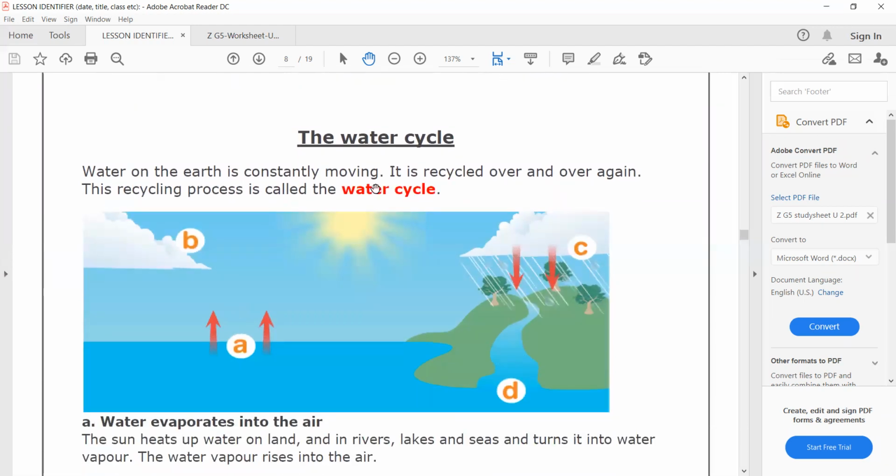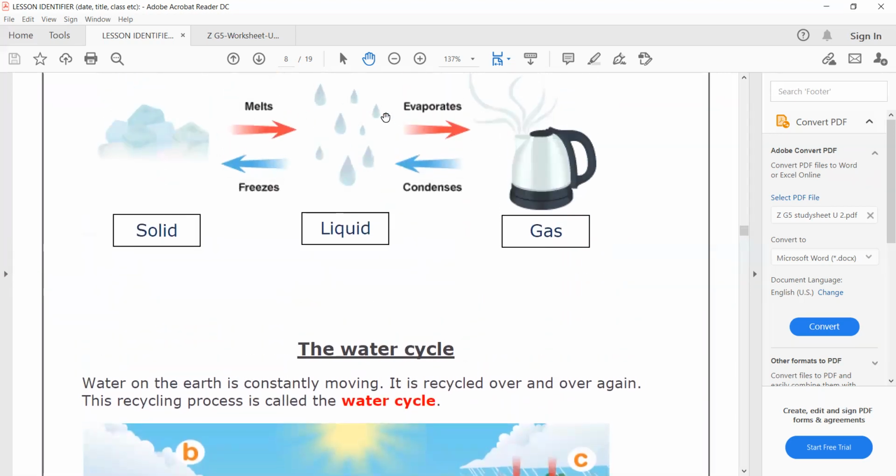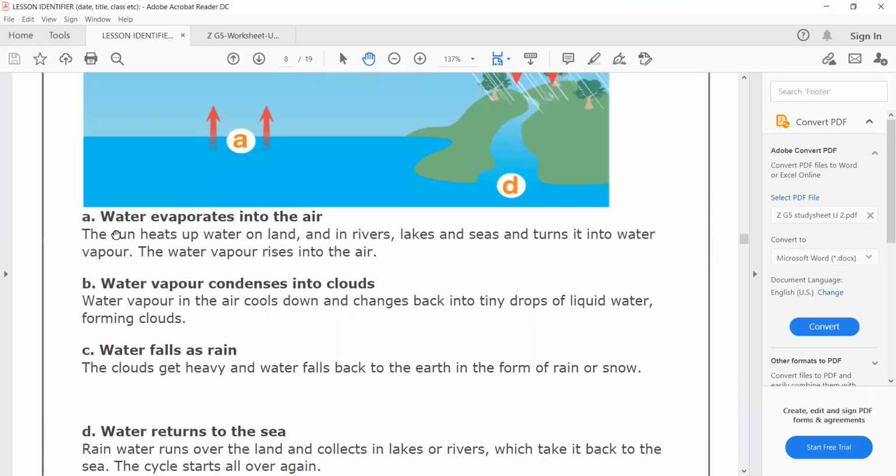We have a new part in this lesson, the water cycle. Water on the Earth is constantly moving. It's recycled over and over again. The recycling process is called the water cycle. The water cycle depends on the changes between the different states of water. Okay, let's discuss that.